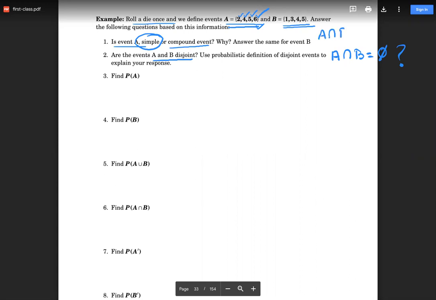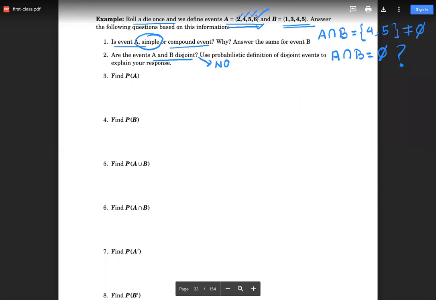That means what is common in both A and B? Is there anything common in A and B? The 5? 5 is common. Is there anything else? 4 is common as well, sorry. 4 and 5 both are common. So this is not the empty set. So are these disjoint?